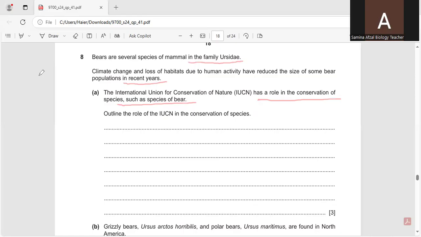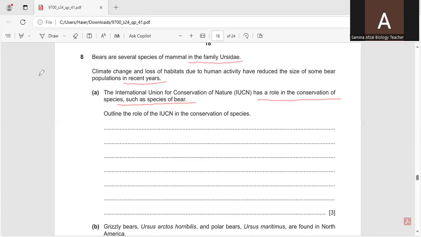Outline the role of IUCN in the conservation of species. First of all, I would like to discuss what is IUCN. IUCN is the International Union for Conservation of Nature. This IUCN is the global authority on the status of the natural world and the measures needed to safeguard it. IUCN assesses the status of the world's species of animals and plants, and then they have made a list of threatened species, which is called the Red List of Threatened Species.